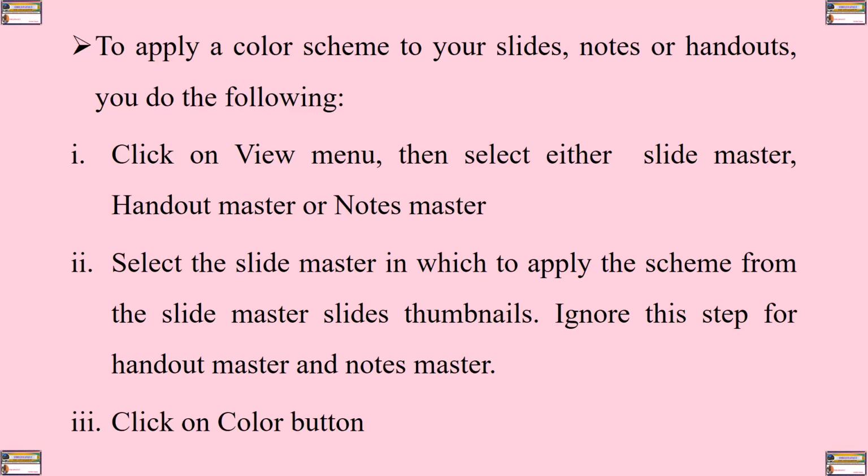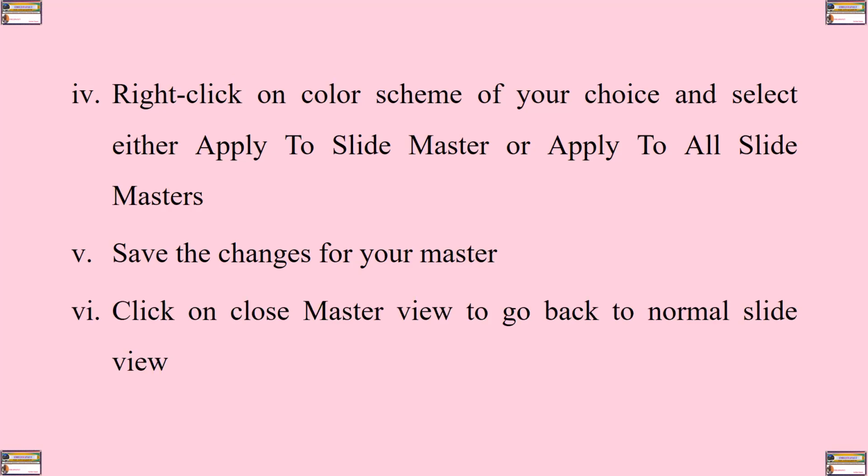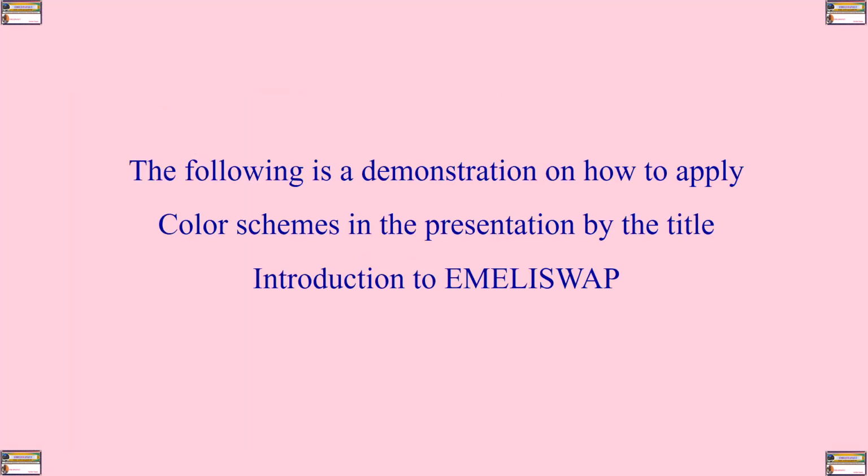Number 3, you click on the Colors button. Then you right-click on the color scheme of your choice and select either Apply to Slide Master or Apply to All Slide Masters. Then you save the changes for your master. Next, you click on Close Master View in order to go back to normal slide view. The following is therefore a demonstration on how to apply color schemes in the presentation titled Introduction to Emily Swap.